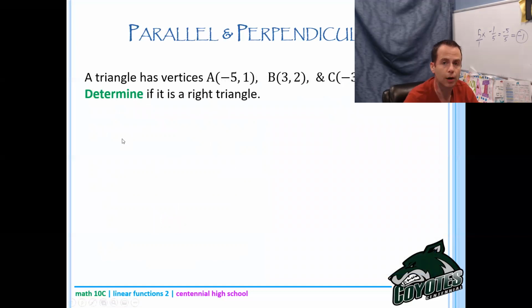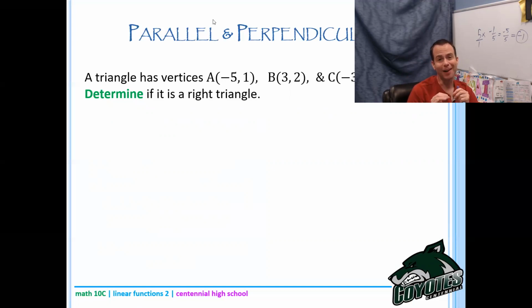Okay, now, this is a great test question. A triangle has vertices A being (-5, 1), B being (3, 2), and C being (-3, -2). Determine if it is a right angle. Again, I have lots of kids on a test, they will draw this and they'll say, yep, it looks like there's a right angle right there, so I'm going to say, yes, it's a right angle. That gets you nothing, okay? Nothing. Be super careful of that.